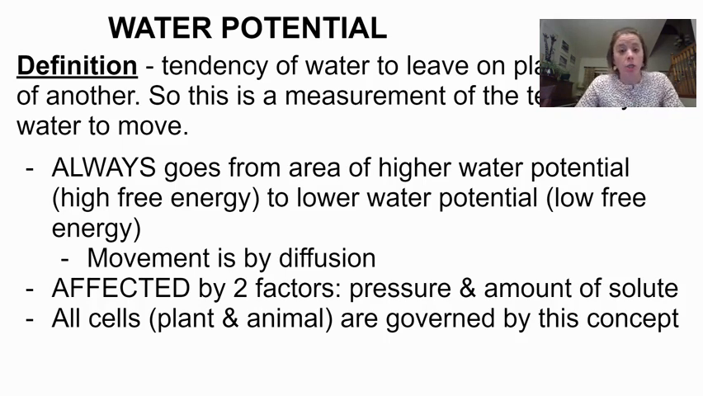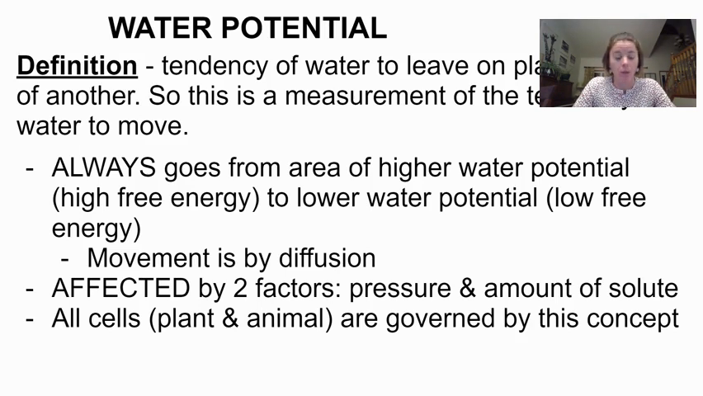Water potential, by definition, is just the tendency of water to leave one place in favor of another. So it's really just a measure of the tendency of water to move. Remember that water always follows the concentration gradient. It always moves via regular diffusion. So we are going from high concentration to low concentration, and we don't need any amount of energy in order to do that.